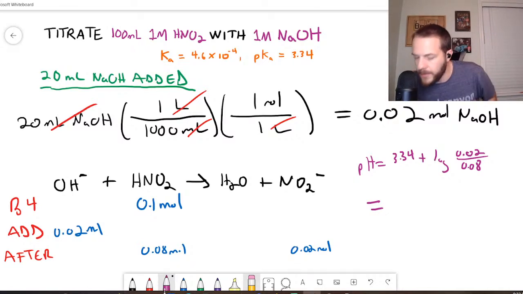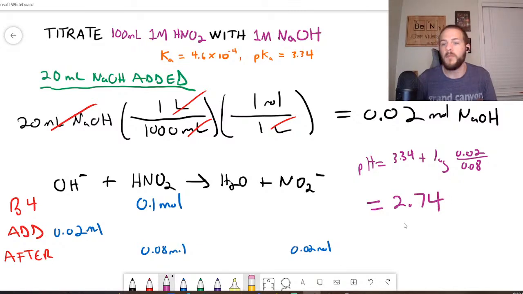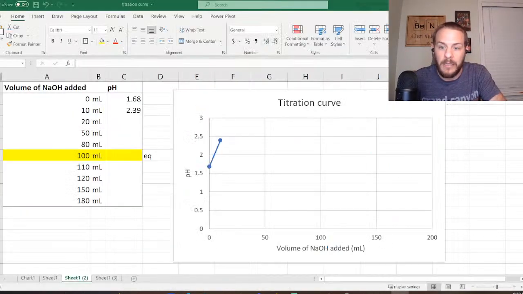All right, the number that I got, since nobody else seems to want to participate at this point, which is okay, I understand, is 2.74. That is the pH when we add 20 milliliters of 1 molar sodium hydroxide to our 100 milliliter solution of 1 molar nitrous acid. I'm going to go to my spreadsheet and drop that in there, 2.74.